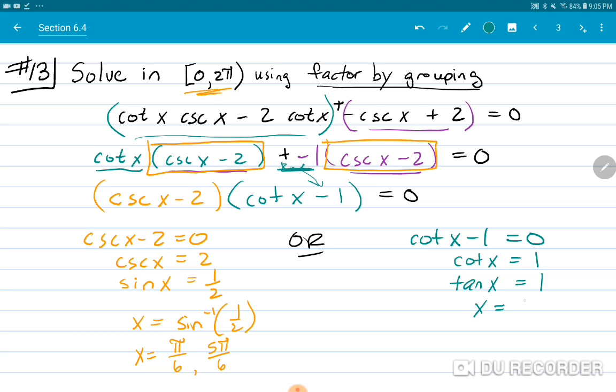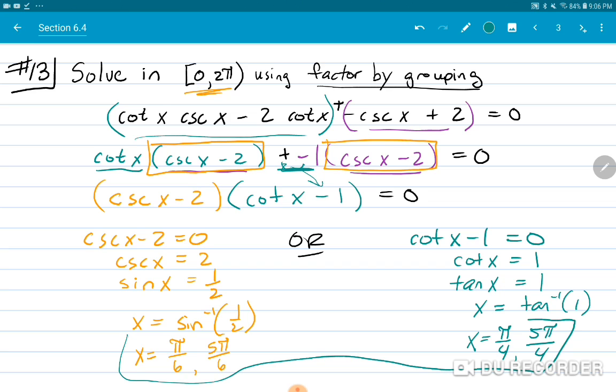I get tan inverse of 1, which on the unit circle happens at pi over 4 and 5 pi over 4. And that gives me my 4 answers for number 13.